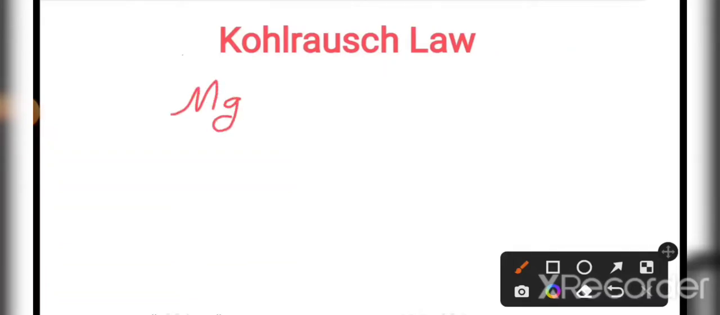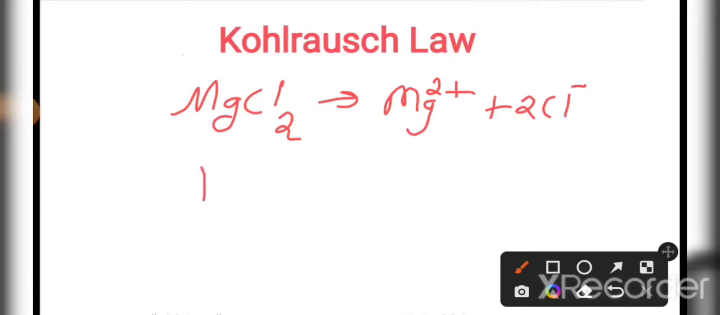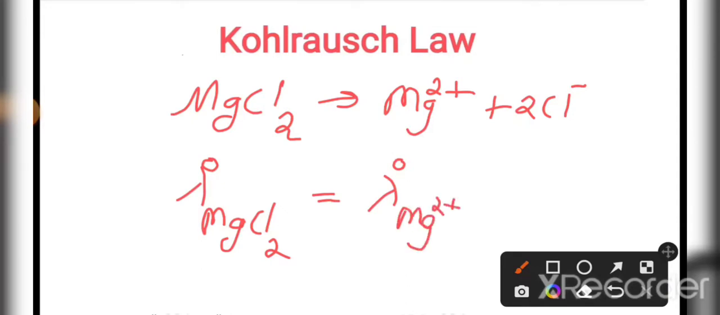the Kohlrausch law. Similarly we can use it for an electrolyte like magnesium chloride. The formula for magnesium chloride is MgCl2, and it ionizes into a magnesium ion and two chloride ions. When we use this law, we can write lambda m naught value for magnesium chloride is equal to lambda m naught value for magnesium ion plus twice the lambda m naught value for the chloride ion. We take twice the value because 2 Cl negative ions are given here.